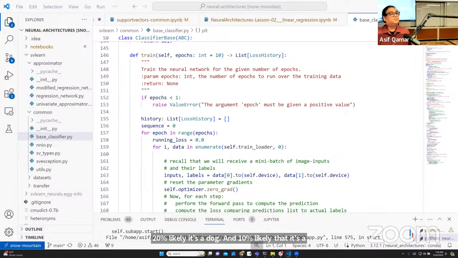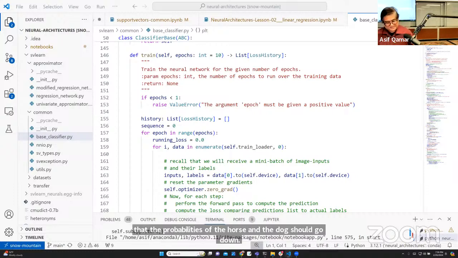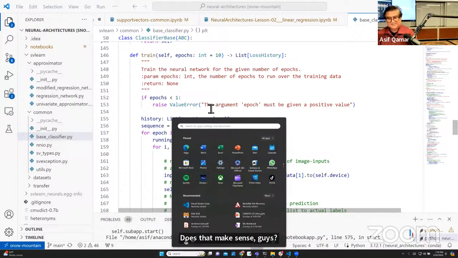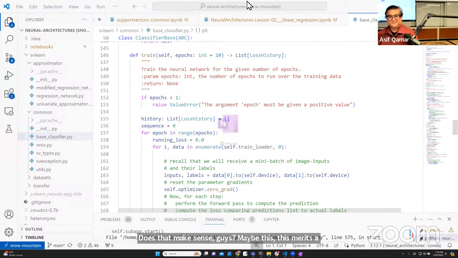So let us say that you know that it is a cat. The ground truth is that it's a cat. But the machine predicted at this moment, when it is still learning, that it's 70% maybe a cat. So now the error is small, right? Because the certainty would have been 100% sure. You wanted to learn to be 100% sure that it's a cat when shown a cat. And you want the probabilities of the horse and the dog to go down. Does that make sense, guys? Maybe this merits a little bit of a drawing. Let's do that, so we know what we are doing.